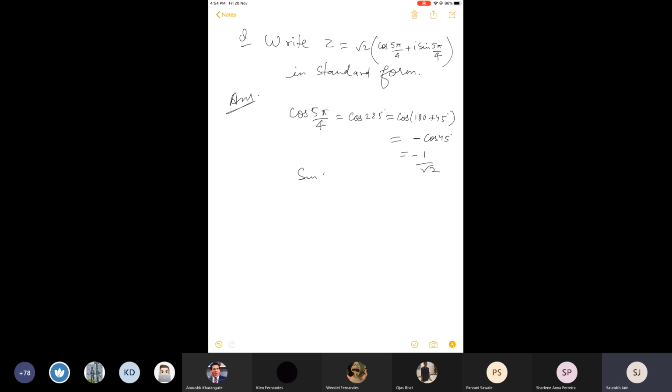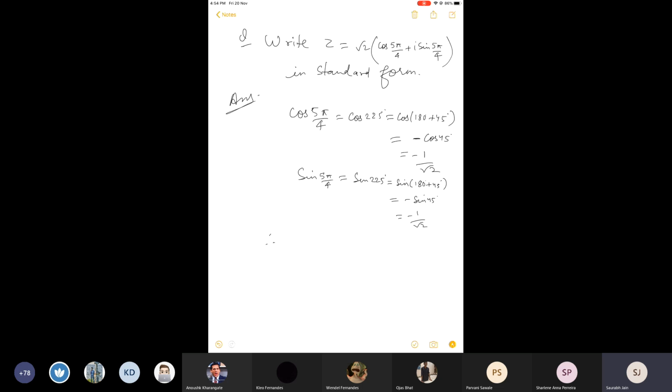Similarly, sine 5 pi by 4. Sine 5 pi by 4 is sine 225 degree. Sine 180 plus 45. This comes out to be minus sine 45. This is minus 1 by root 2.